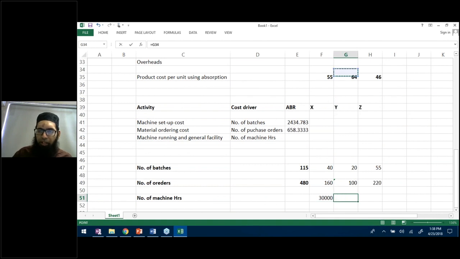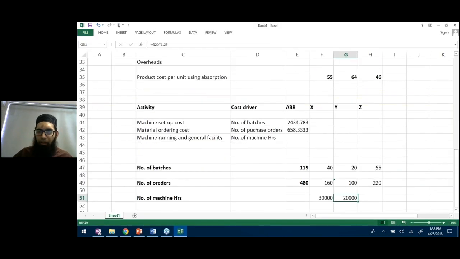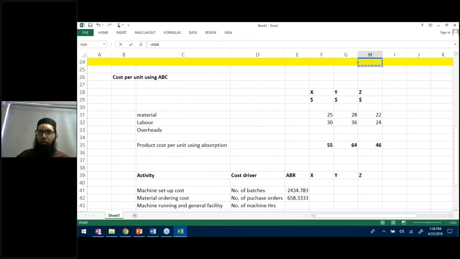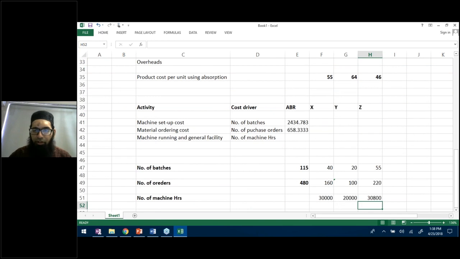Similarly, for product Y, it will be 16,000 units multiplied by 1.25. So it's 20,000 for Y. And for Z, it will be 22,000 units multiplied by 1.4. So it's 30,800. And when you total it, the total machine hours are 80,800.